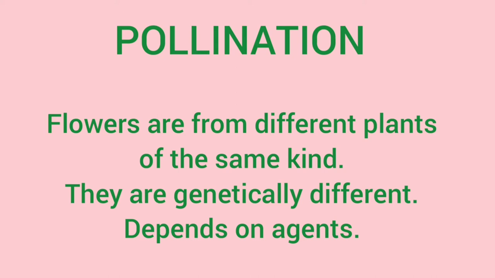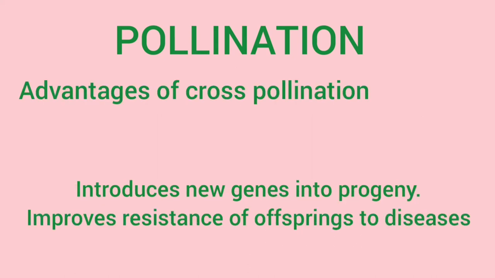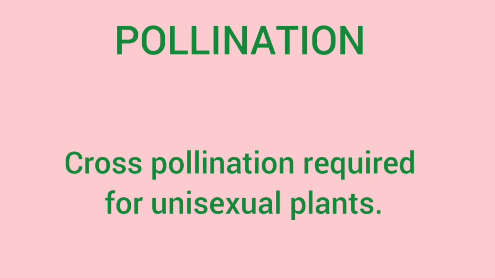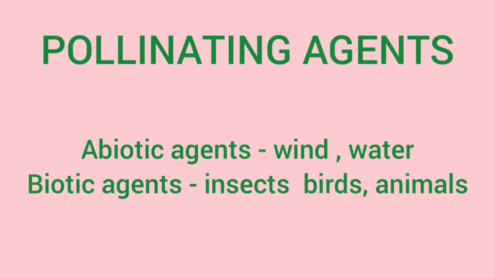Cross-pollination is always dependent on pollinating agents to cause transfer of the pollen. The advantage of cross-pollination is that it introduces new genes into the progeny. So it improves resistance of offspring to diseases and changes in the environment. It is the only way unisexual plants can reproduce.